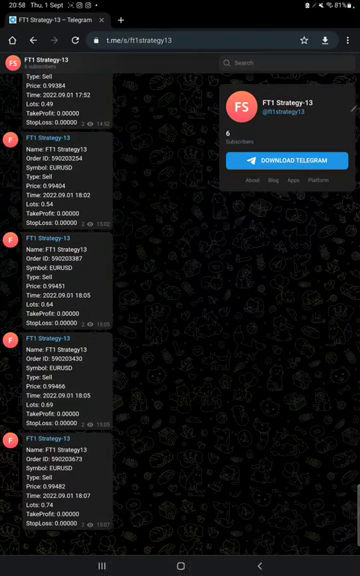Also, MT4 to Telegram is connected, so by following the FT1 strategy 13 channel you can stay updated on each trade we have taken, and you can verify it with the order ID, how much lot size we have used, and how much profit and loss we have made.